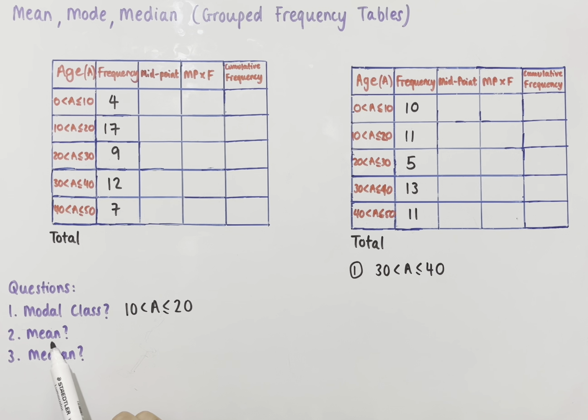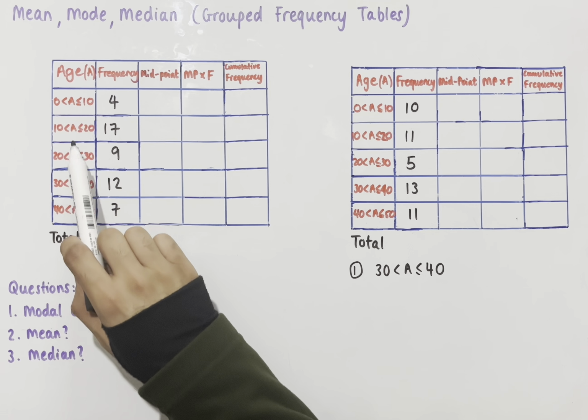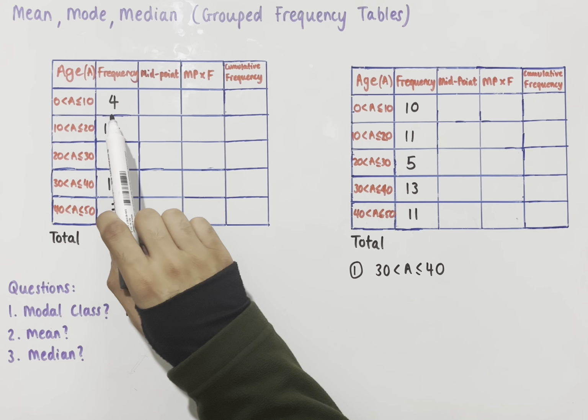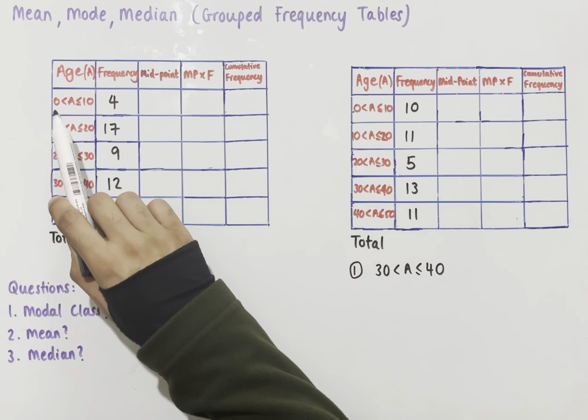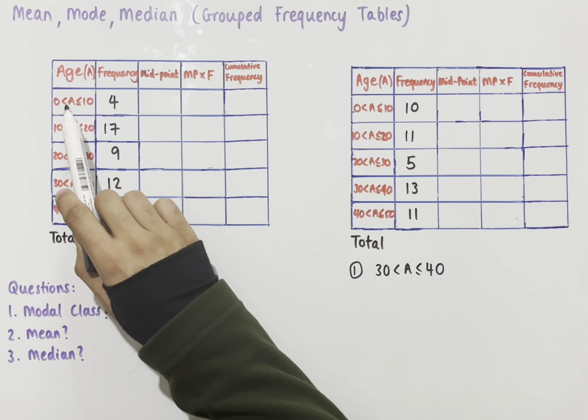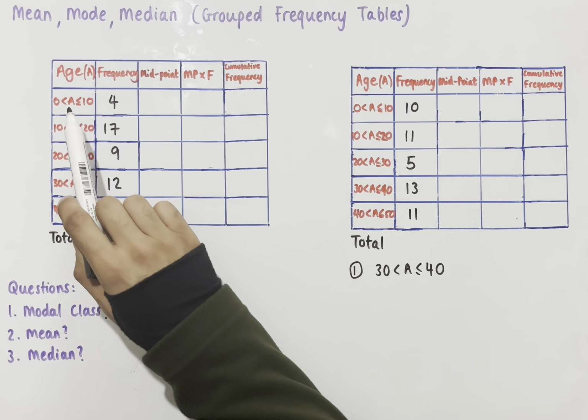The second question is to work out the mean. Now, when we work out the mean from grouped frequency tables, we end up with an estimate. The reason is because for each of these classes, we don't know exactly what the ages are of the people within them. So for example, the first class here represents people between the ages of 0 and 10, and there are 4 people in that class.